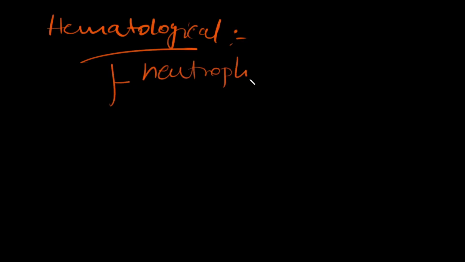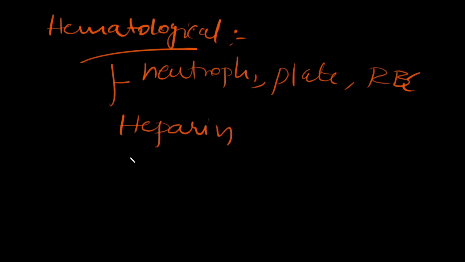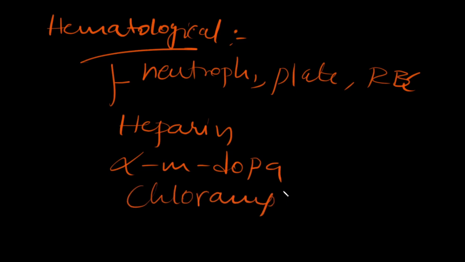Hematological idiosyncratic reactions include effects on neutrophils, platelets, and RBCs. Heparin, alpha methyl dopa, and chloramphenicol are known to cause these hematological idiosyncratic reactions.